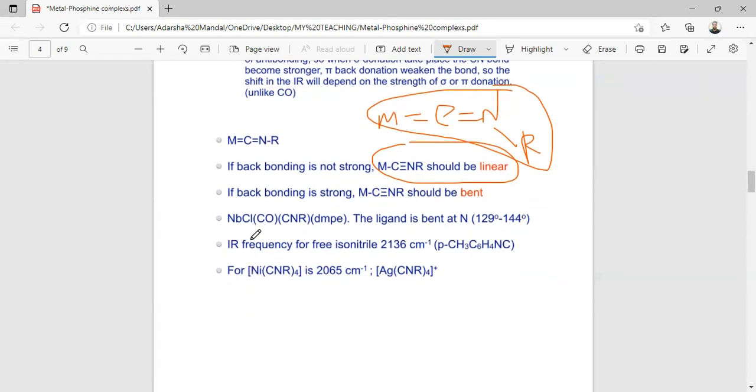So one example is NbCl(CO)(Sienna)(TMP). The ligand is bent at nitrogen, with an angle of 129 degrees, between 150 and 144.